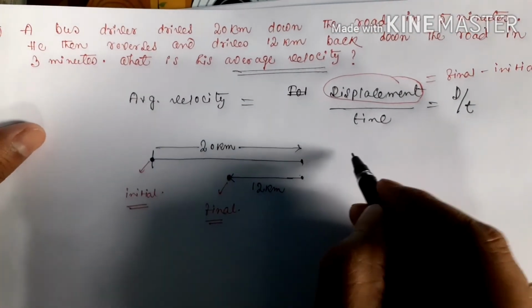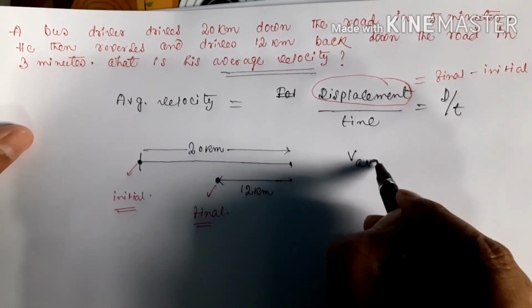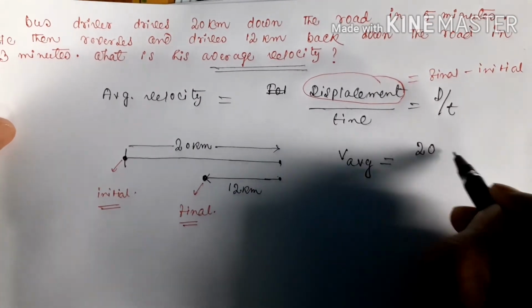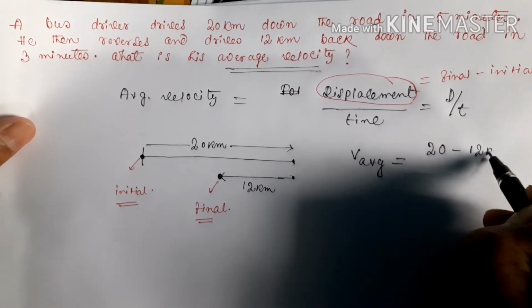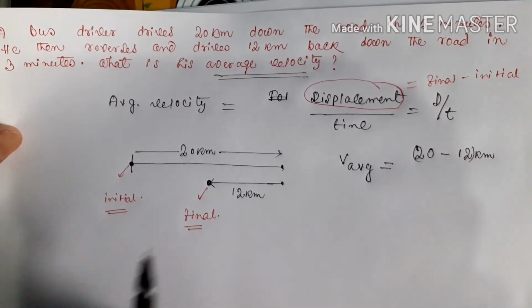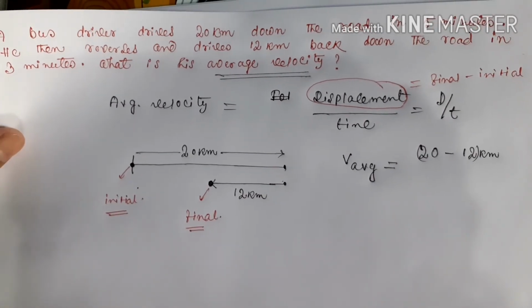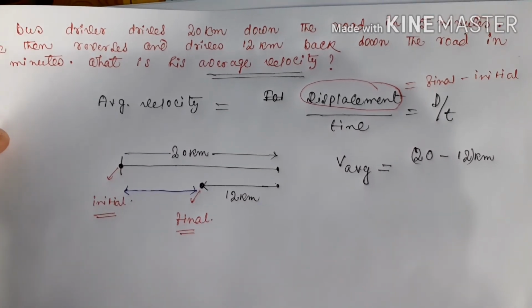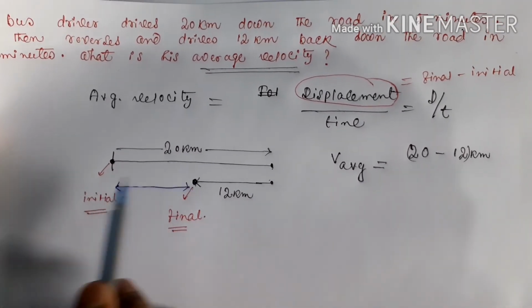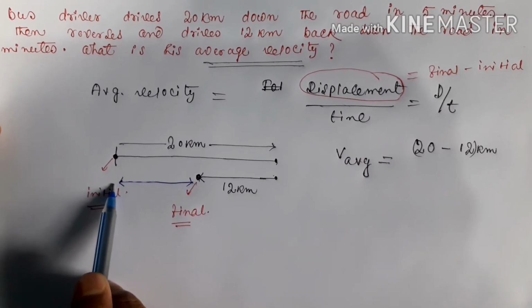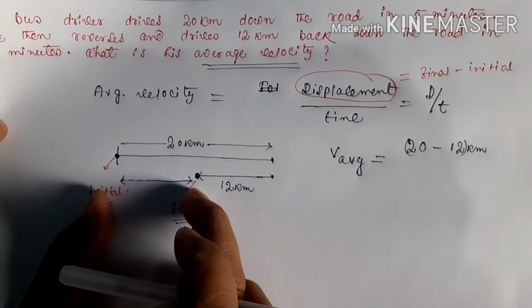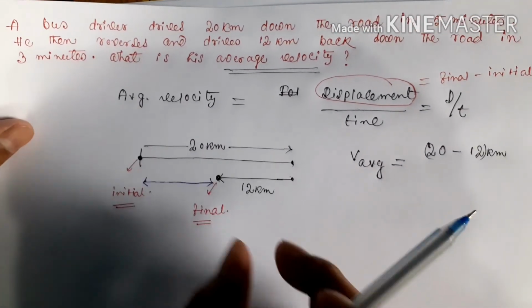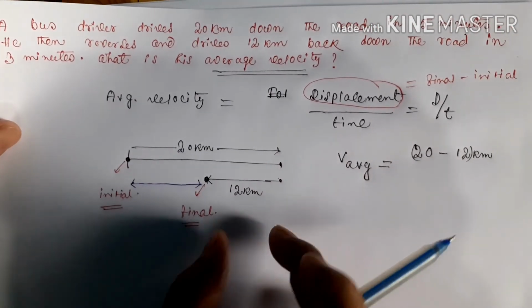So while we calculate the average velocity, V average, it will be equal to 20 kilometers minus 12 kilometers. Why do we calculate this 20 minus 12? Because this particular distance from here to there will be the displacement of the body. Maybe you are understanding, because final is here, initial is here. So final minus initial will do. So you will get this amount of distance, so this is the displacement of the body. How can you calculate it? Total is 20, this is 12. So 20 minus 12 is equal to this one.